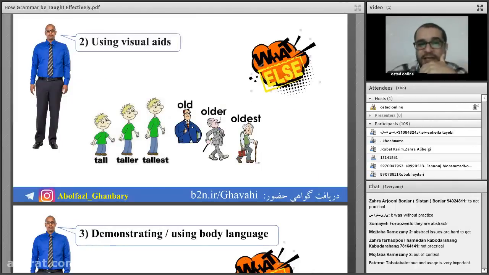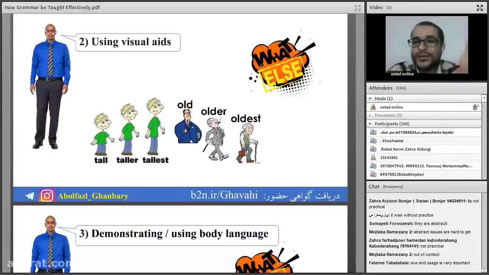The second technique is using visual aids. Using visual aids can help us to present meaning effectively. For example, for comparative and superlative adjectives, you can show three pictures and present the meaning of tall, taller, tallest, old, older, oldest easily.